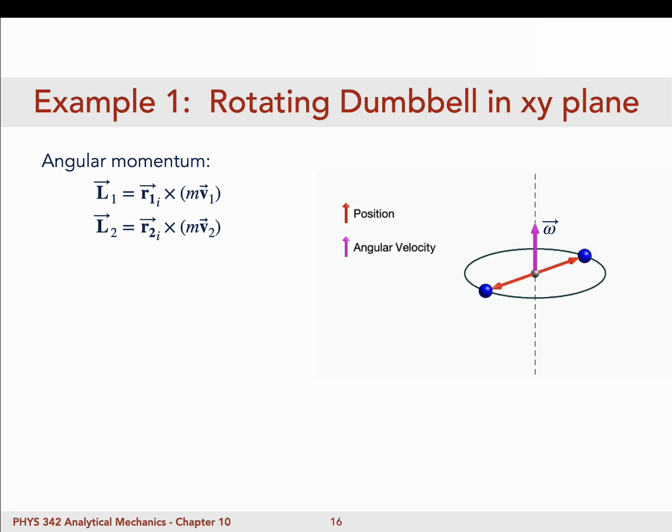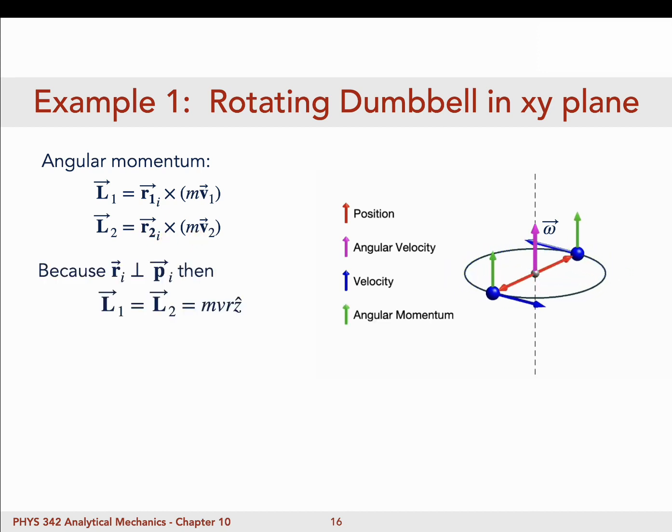Okay, let's look at the angular momentum vectors for this case. Remember, the position vector is in red. I'm going to draw in the velocity vector in blue as this thing is spinning around. The blue velocity vector is right there. So when you calculate r cross v, you get a vector that's pointing upward with those green arrows.